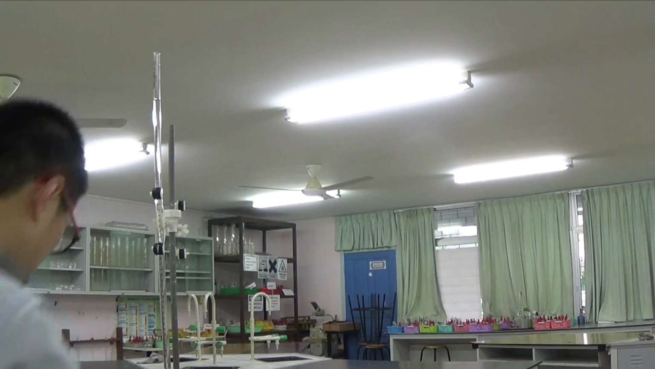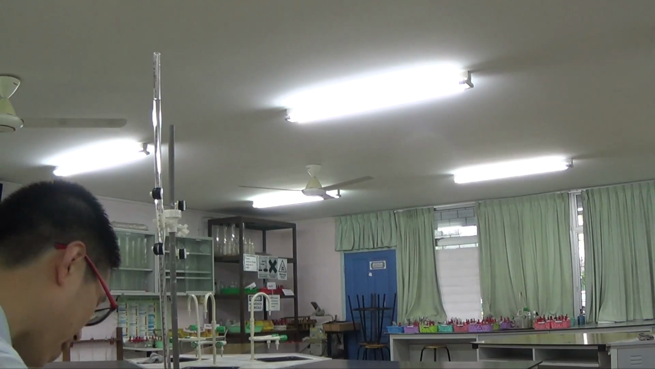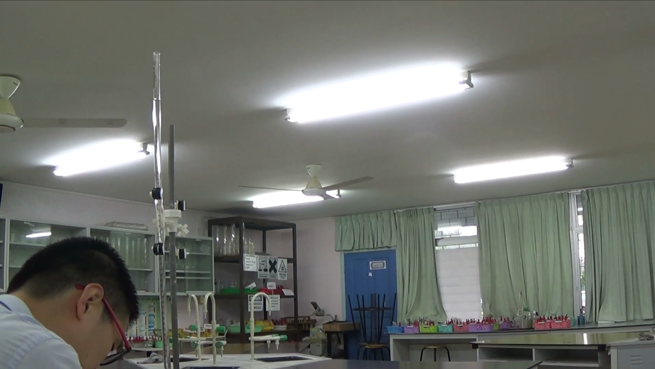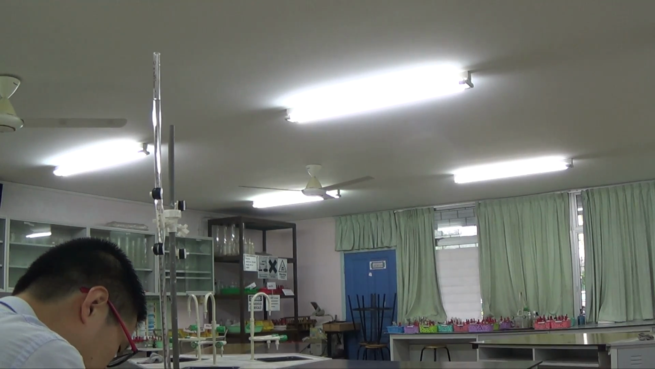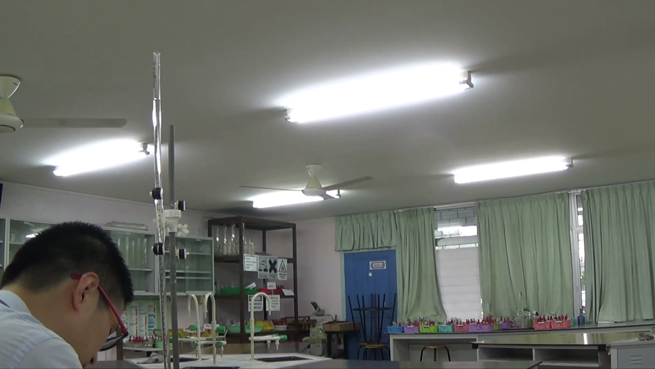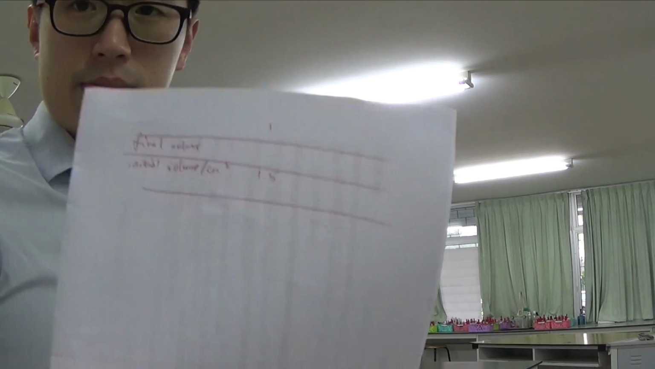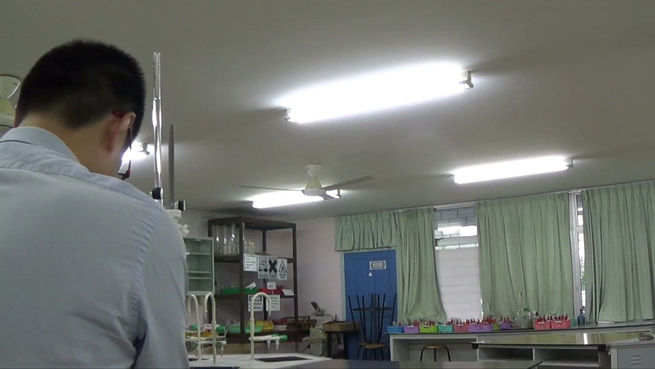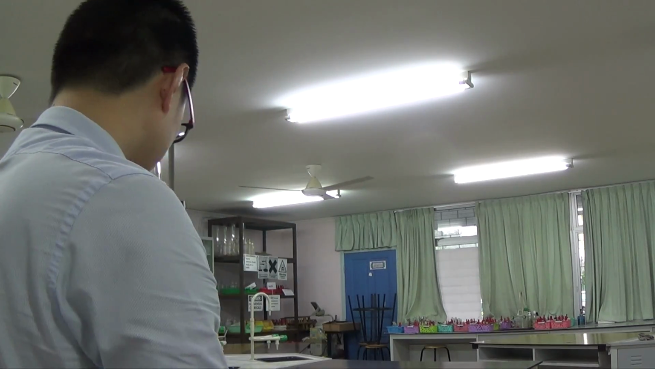So what I'm going to do is I'm just going to write on a piece of blank paper. So what I have is initial reading or initial volume, and my initial volume just now was 1.5. My final volume, well, yet to be seen actually. So I have something like this, but of course in a real exam you will have the actual question sheet to fill it in. Without further ado, let's get started on the practical.